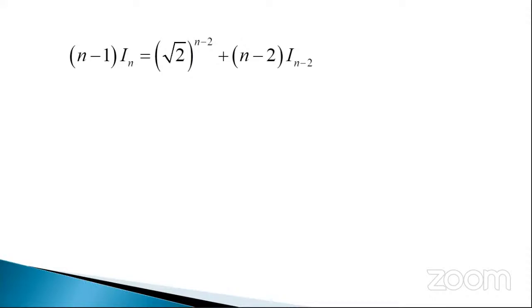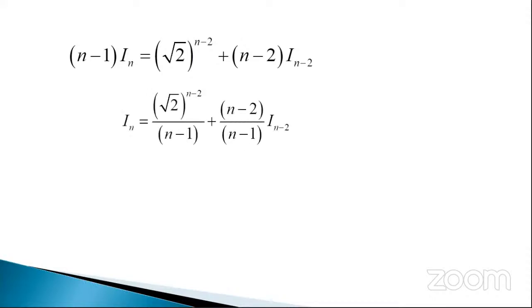It becomes n minus 1 into I n equal to the same as it is. Now this n minus 1 goes to this side: I n equals root 2 whole to the power of n minus 2 by n minus 1, plus n minus 2 by n minus 1 into I n minus 2.